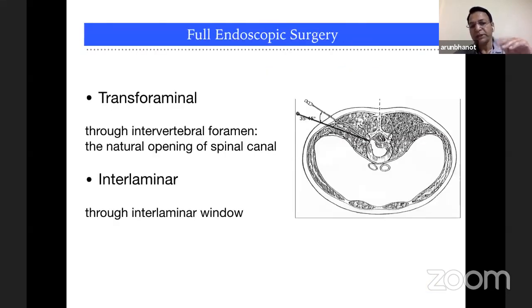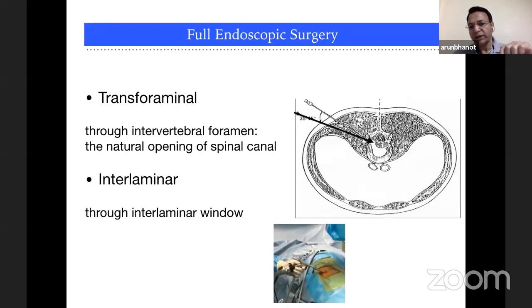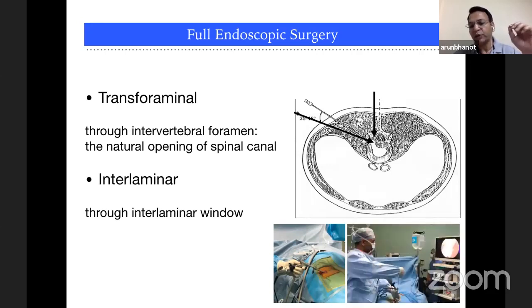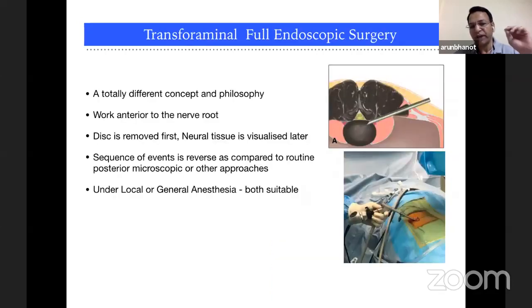The full endoscopy is of two types: transforaminal, as I already said, where we go from the side, which is the intervertebral foramen, a natural opening of the canal, or the interlaminar, where we go from the interlaminar window through the ligamentum flavum. So the transforaminal surgery is a totally different concept. We work anterior to the nerve root. We all know that the nerve root gets irritated by the disc herniation, which is lying anterior to the nerve root. So the disc is removed first and the neural tissue is visualized later. That means the whole sequence of events, as Dr. Rishi mentioned, will get reversed.